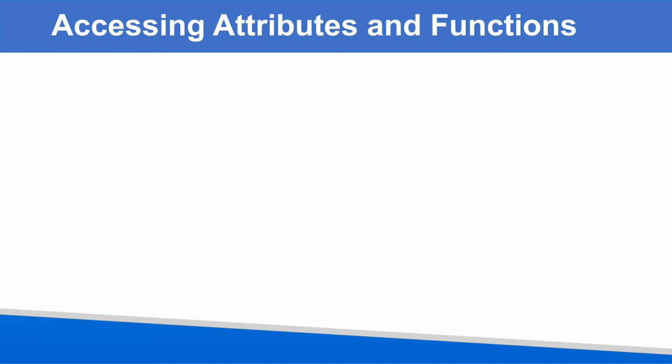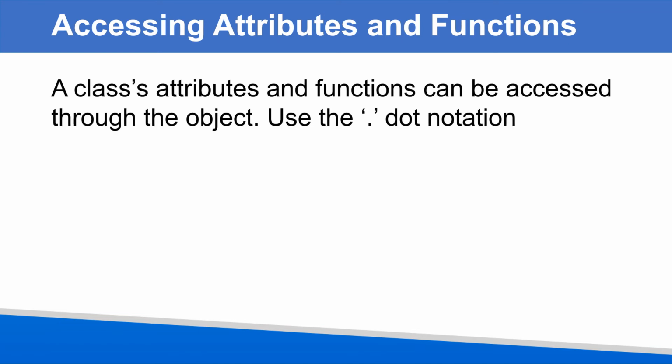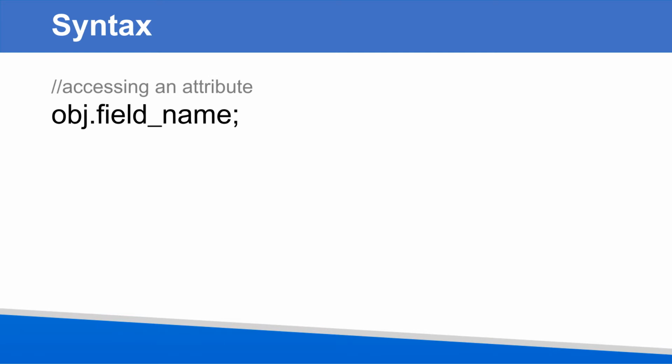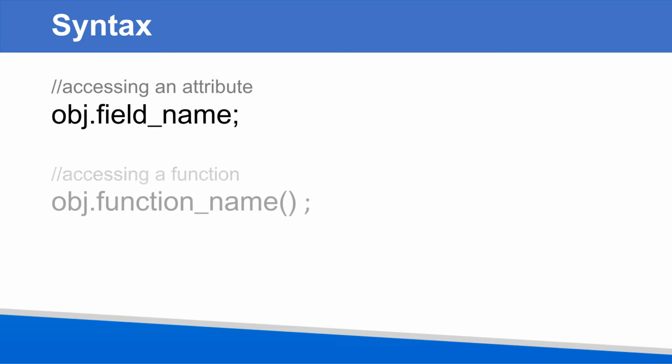Accessing attributes and functions. A class's attributes and functions can be accessed through the object. Use the dot notation, called a period, to access the data members of a class. For example, if you want to access a field in your class, for example the engine field, use this statement, object.fieldName, or the engine field. To access a function, for example, object.functionName, or the display function.